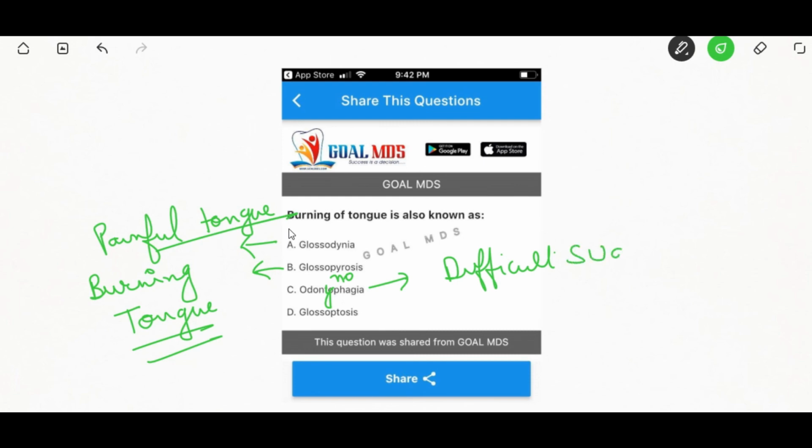Another terminology that could be used is odynophagia, a disorder in which swallowing feels painful. Odynophagia means painful swallowing.